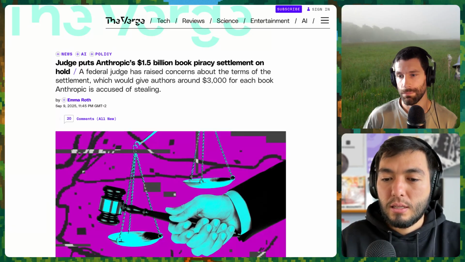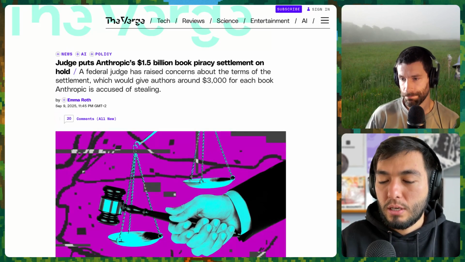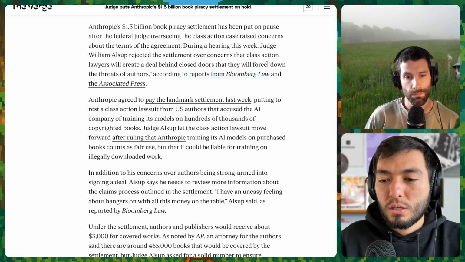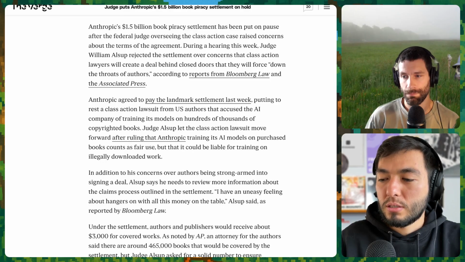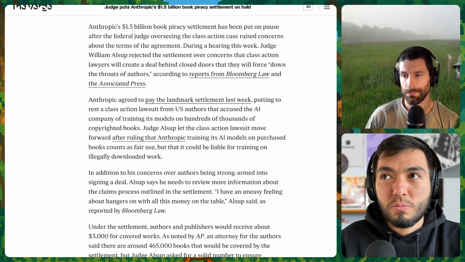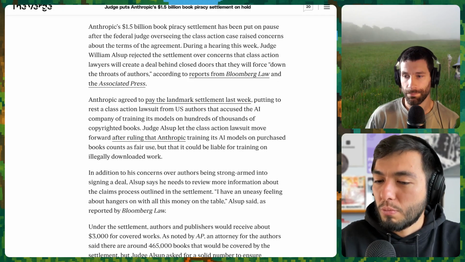And then later, on September 9th, a little while ago, the judge actually pulled the brakes on this. He said that he didn't want lawyers to create a deal behind closed doors that would be forced, quote unquote, down the throats of authors, right? So I think they didn't want people to use this as a kind of precedent, to not give any freedom for authors to say anything. Basically, things were being decided for authors behind their backs, without their input, right?